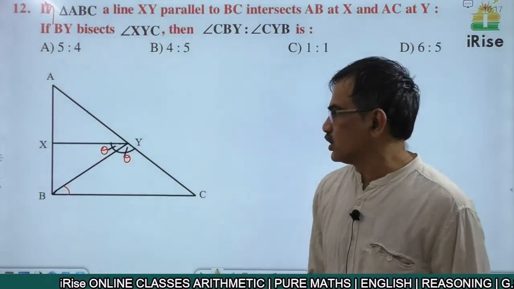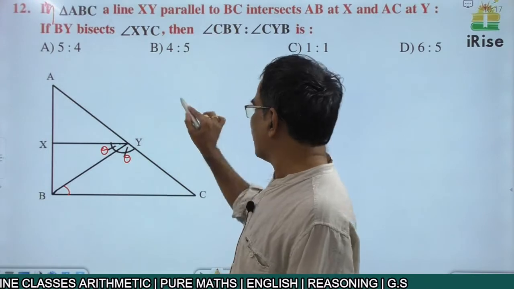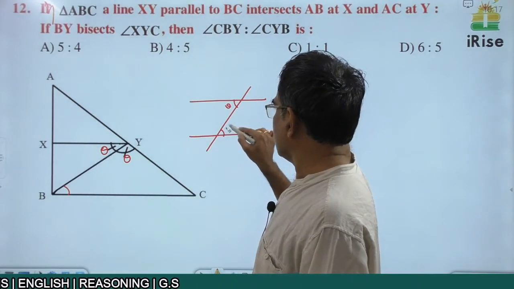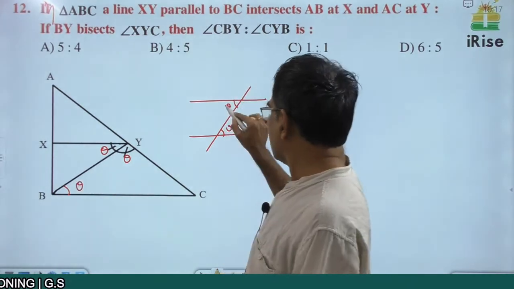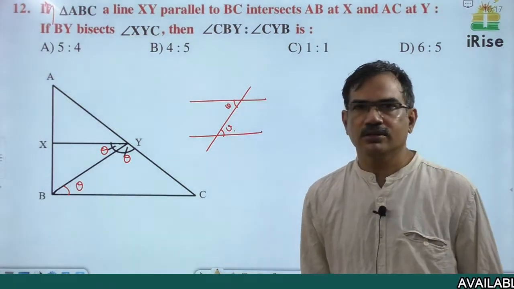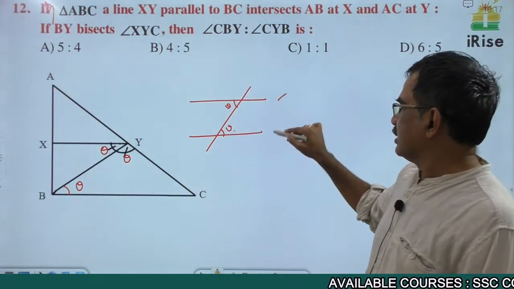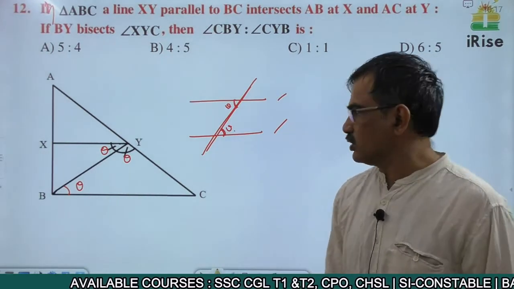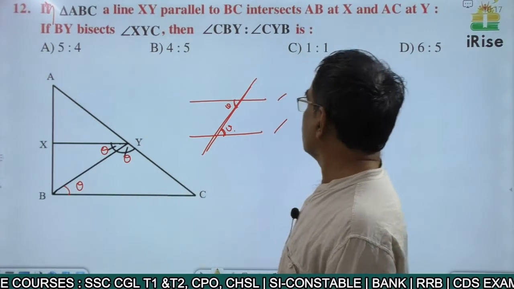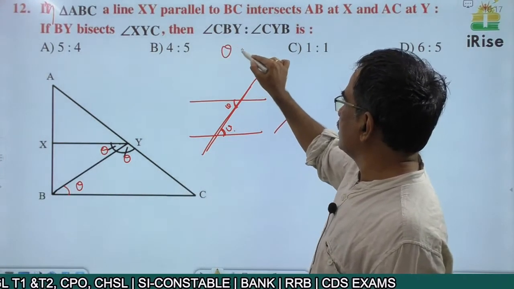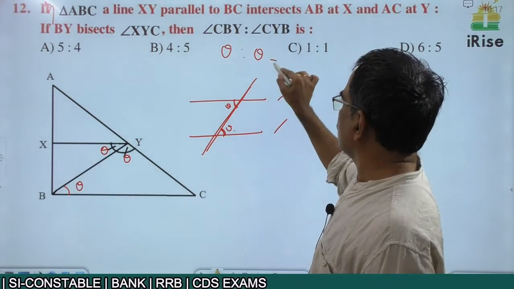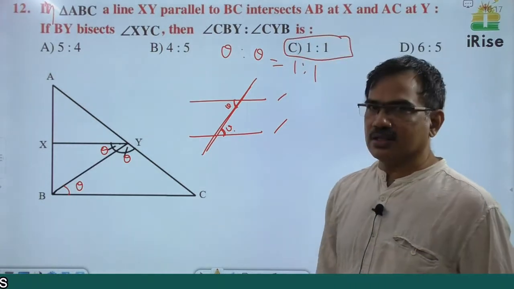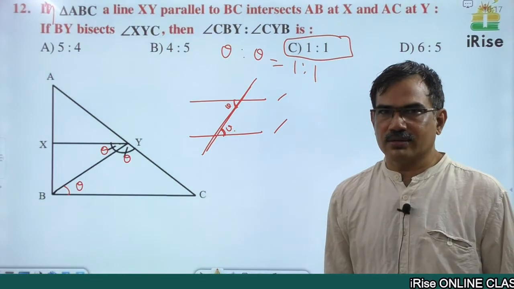It's a very simple question. Already given XY is parallel to BC. If this is theta, this angle is also theta. This is also theta. If parallel lines are intersected by a transversal, alternate interior angles are equal. So this is theta, this is also theta. Angle CBY is theta, CYB is also theta, so the ratio is 1:1. Next one.